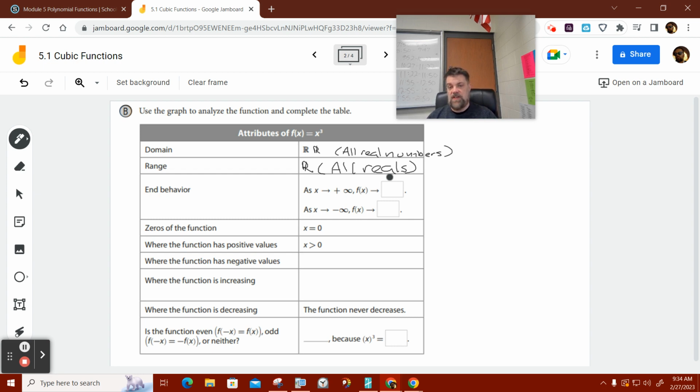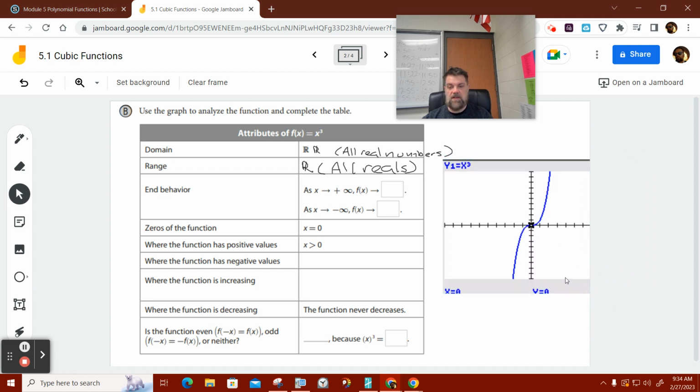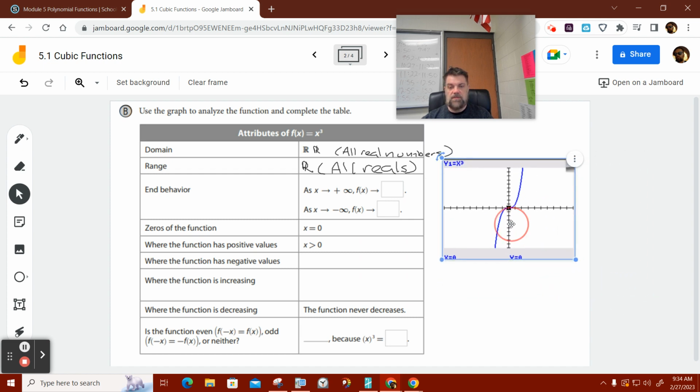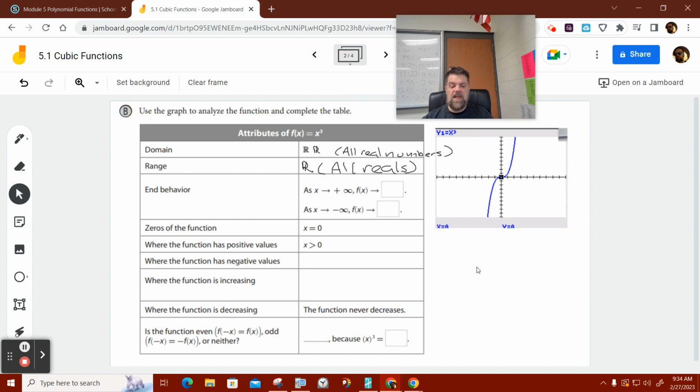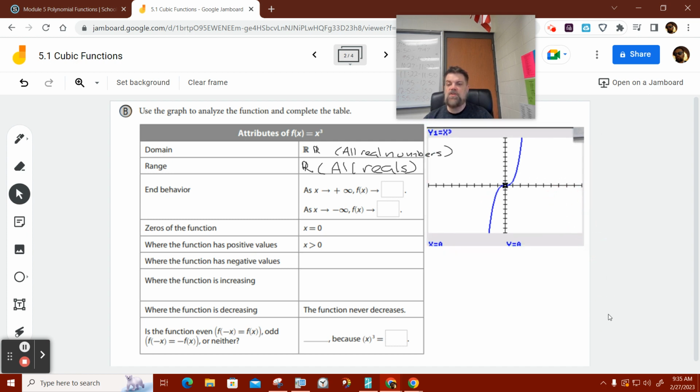Now the range is different. The range depends on the expression itself. So when we talk about the end behavior, in fact, let me put this graph back over here on this side so we can talk about the end behavior so you guys can see it. The end behavior is always referring to what is y doing as x approaches negative infinity or as x approaches positive infinity. So let's talk about that.